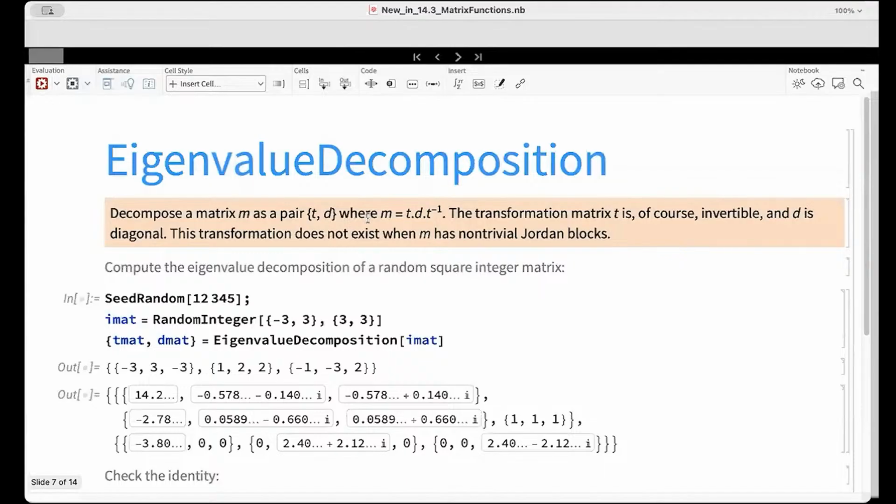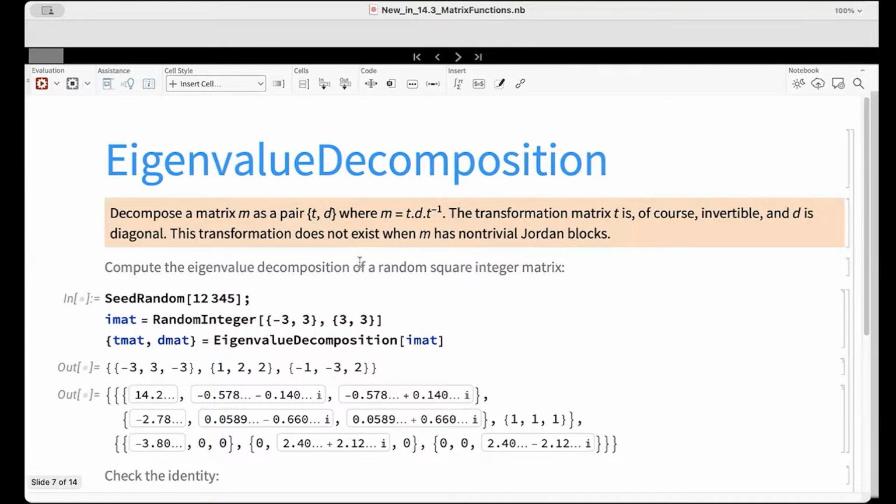Okay, eigenvalue decomposition. This is effectively a repackaging of eigensystem. It's a convenient one, however. When a matrix can be diagonalized, you have a transformation matrix, which I call T, and its inverse. And the matrix can be rewritten as T times this diagonal form times the inverse of T. And you can get the T and that diagonal through the eigensystem, but it's not conveniently packaged in this way.